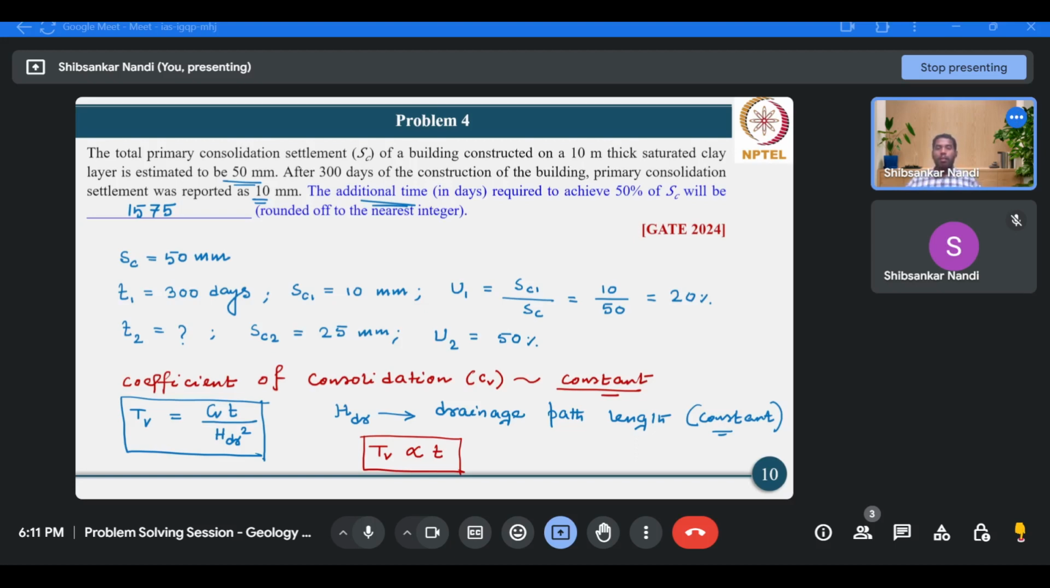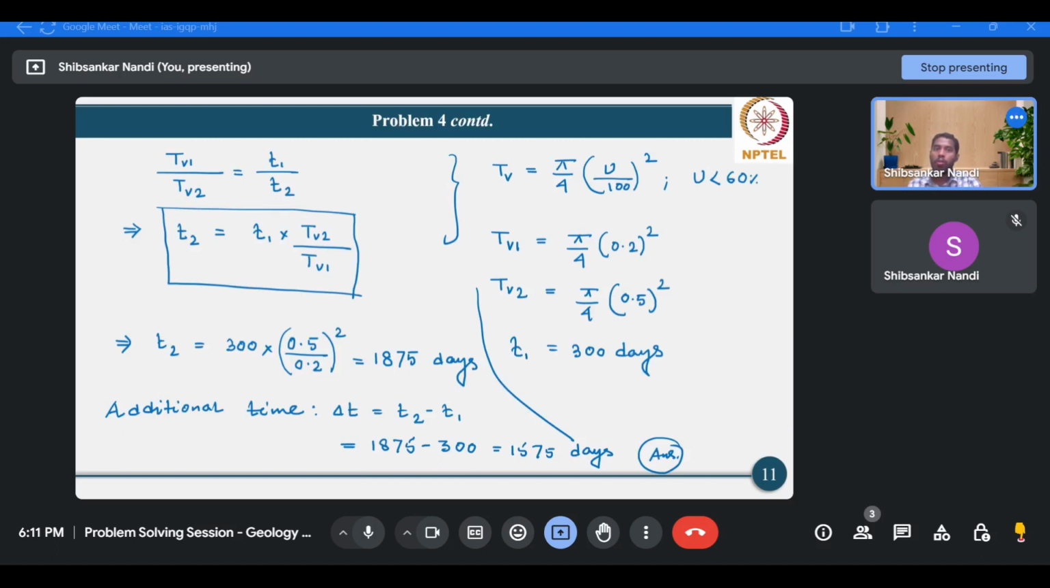So therefore it's very essential to notice each and every word involved in the problem statement. So we don't need to report the total time, rather we have to report the additional time which is required to achieve 50% degree of consolidation. So for that we have established a relationship between the time factor and the time, and we know time factor is a function of degree of consolidation. So once we know the degree of consolidation, we can determine the corresponding time factor. So from this expression, pi by 4 into (U percentage by 100) whole square, this will be valid while the degree of consolidation is less than 60%. And this is true for the present problem statement.